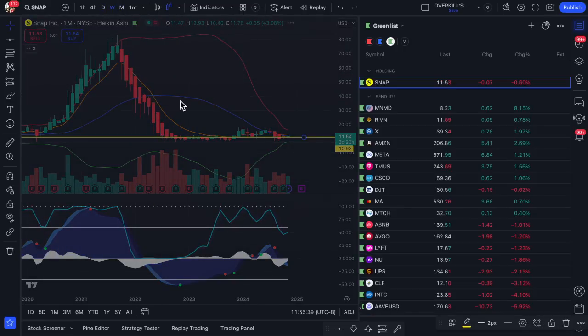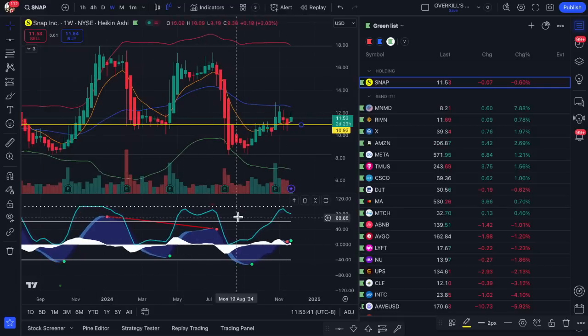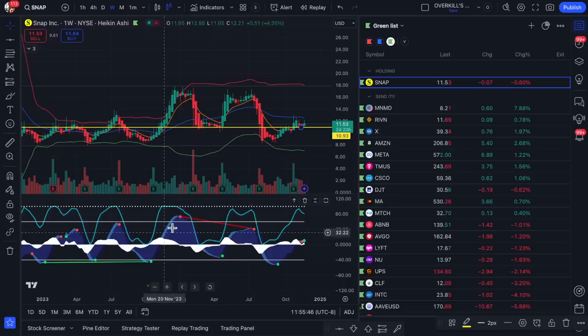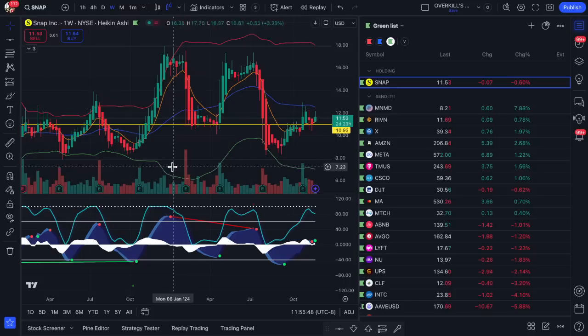Okay, I let this thing ride. Once this blue wave gets closer, like to this white line on the weekly, would probably be a good place to take profits. But you can see the weekly chart on Snapchat has been very, very profitable off the green dots.